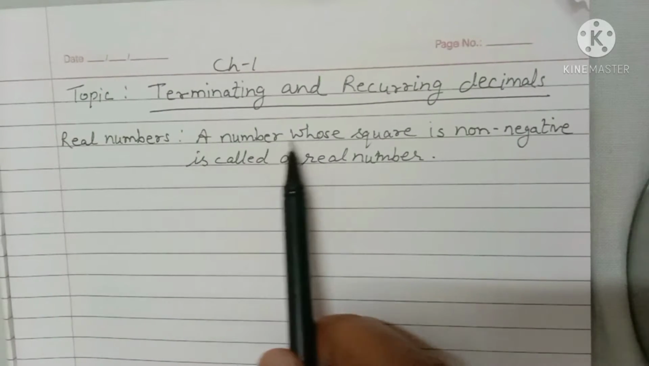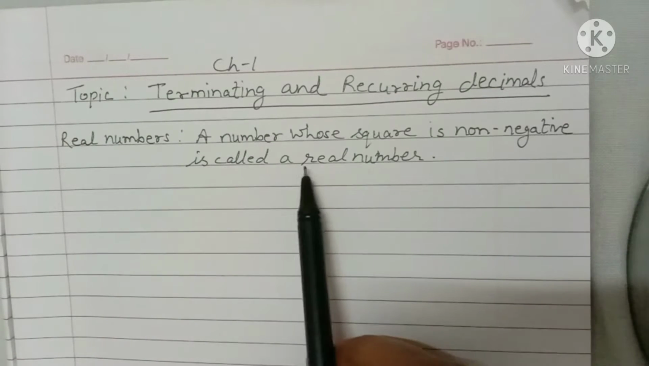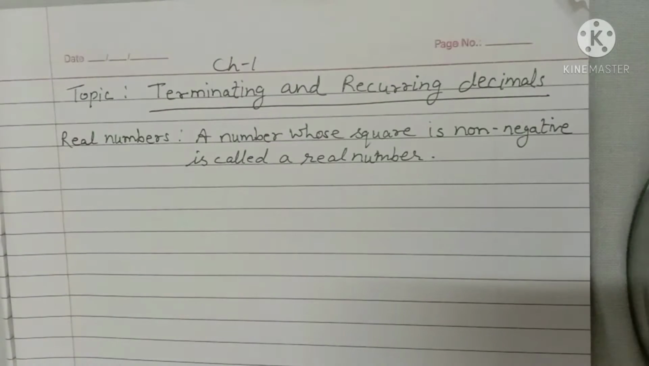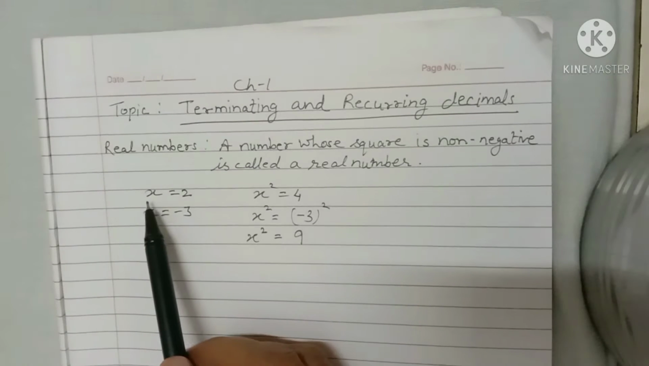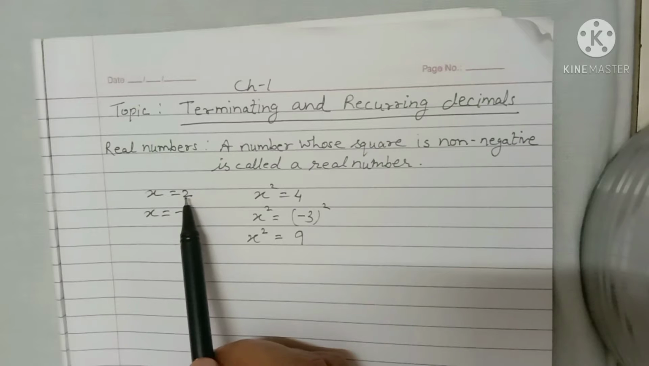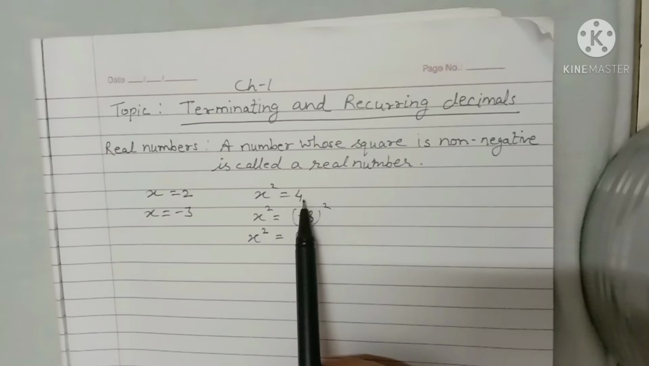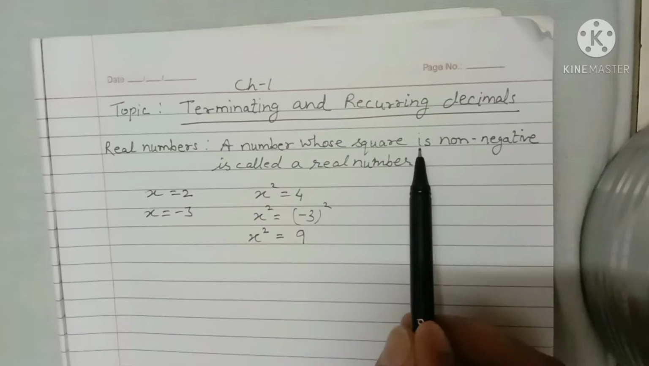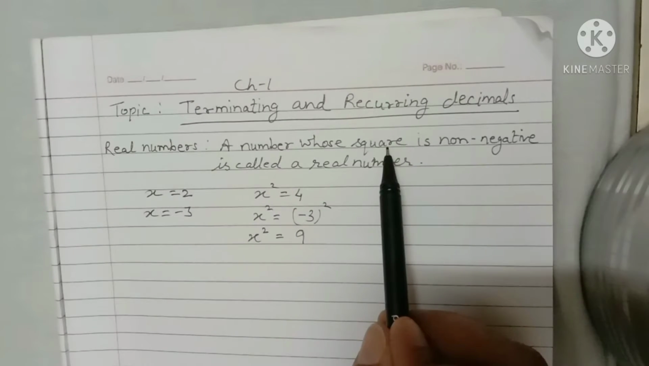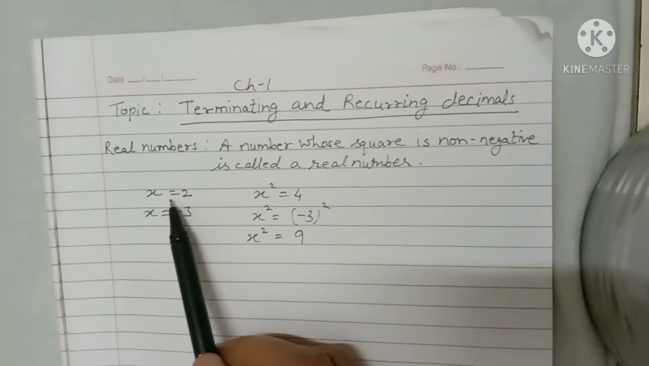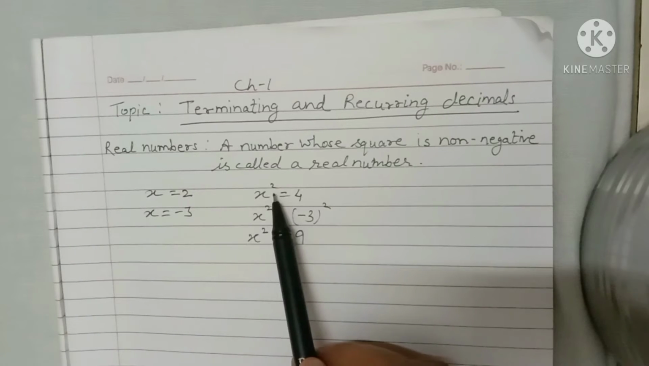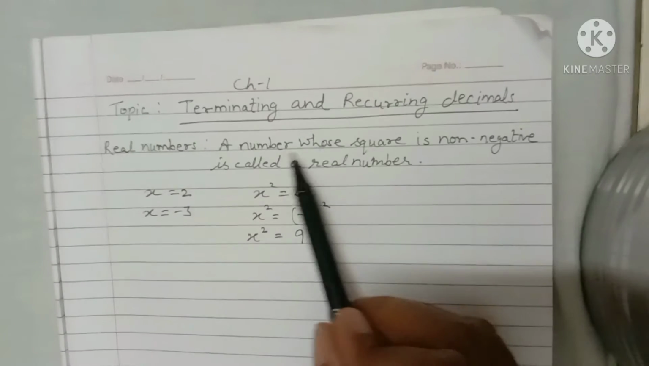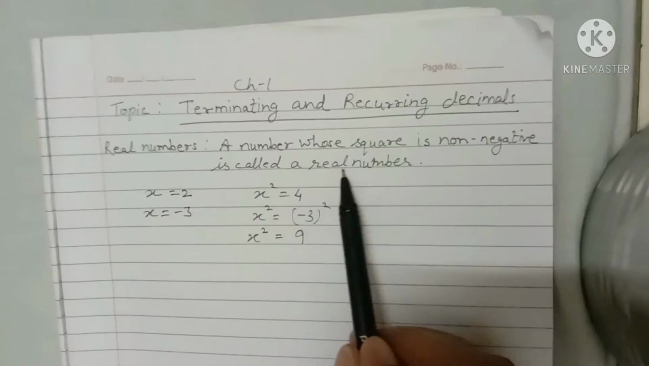Real numbers: a number whose square is non-negative is called a real number. Take an example. Suppose x is equal to 2. Squaring on both sides, x square is equal to 4. So what is the definition? We are taking a number x equal to 2 and squaring it, and we get a non-negative number. A number whose square is non-negative is called a real number.